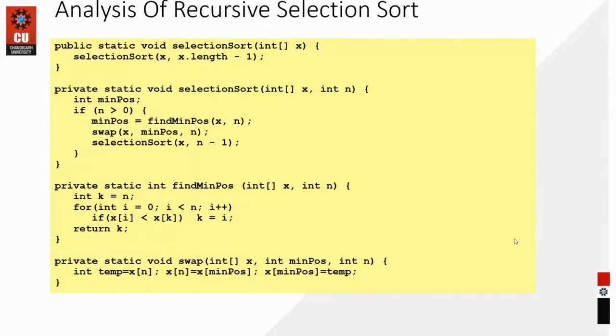The private static void selection sort is there. Private static int find minimum pos is there. Okay, selection sort is there, minimum position is there. So now you can see private static swap, another function is there, and this is another function. So in between I need to do some changes. What changes to be done?